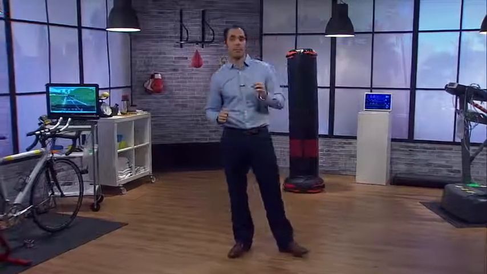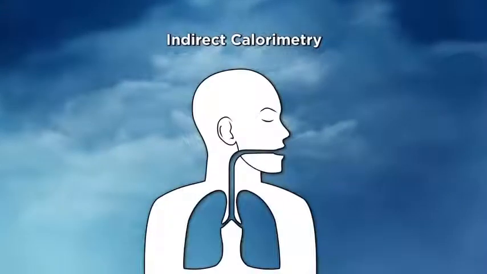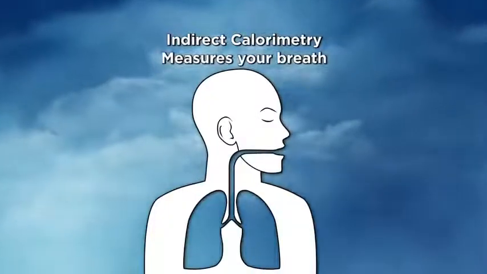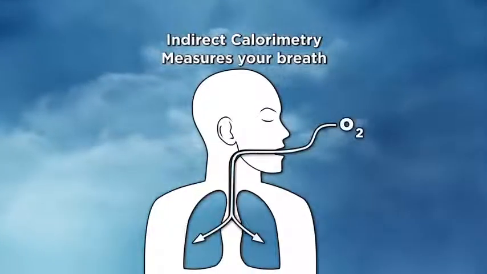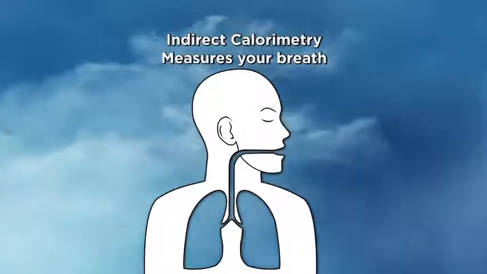Indirect calorimetry measures within plus or minus 1% of the direct method and does not require a special chamber. Indirect calorimetry measures your breath, specifically the oxygen that you use and the carbon dioxide that you exhale. So how does this work?